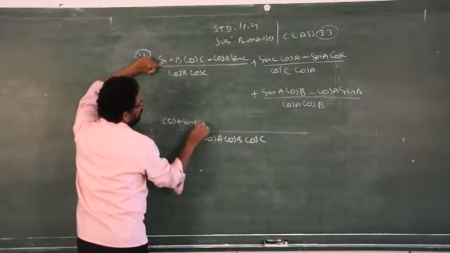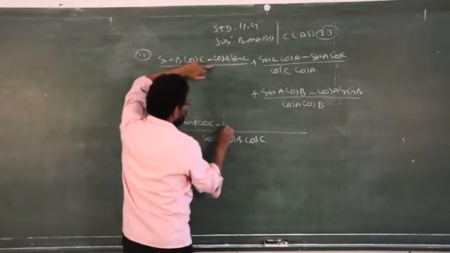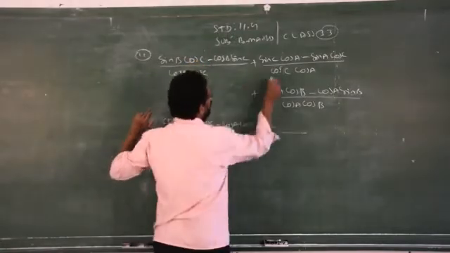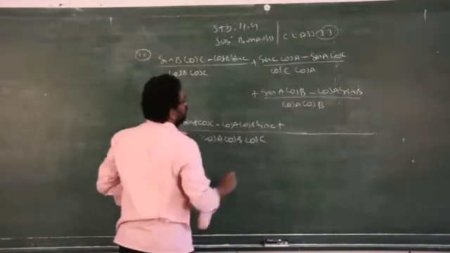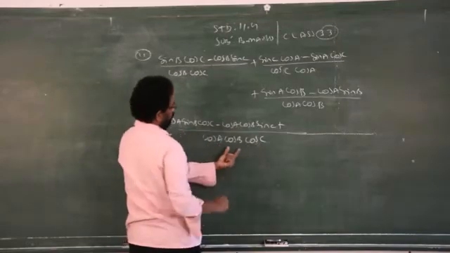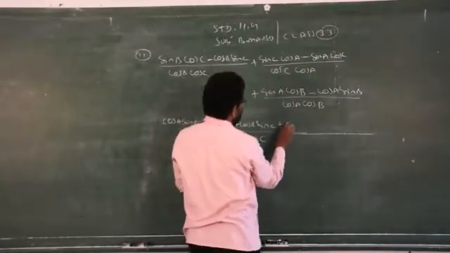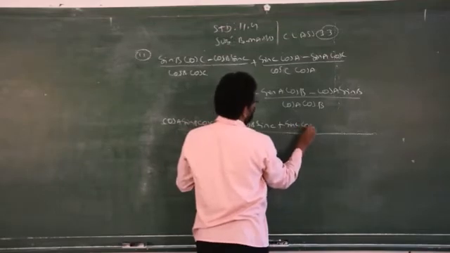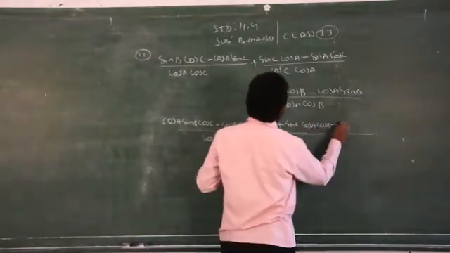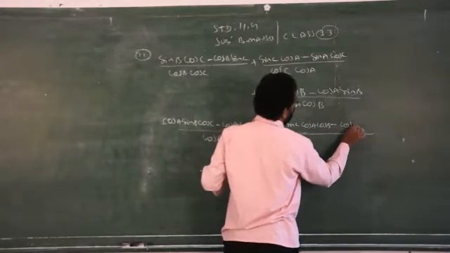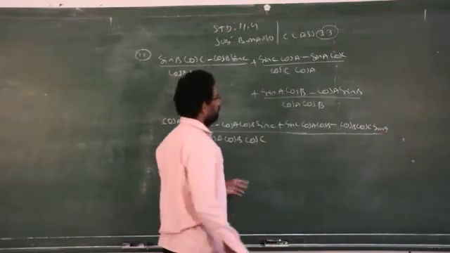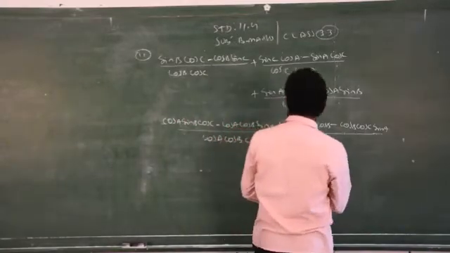Cos A sin B cos C minus cos A cos B sin C. Clear? Next one, plus. Compare cos C, cos A. When you compare these two, cos C and cos A are eliminated. Which one is the remainder? Cos B. So you multiply sin C cos A cos B, because cos B is left. Then minus cos B cos C sin A.